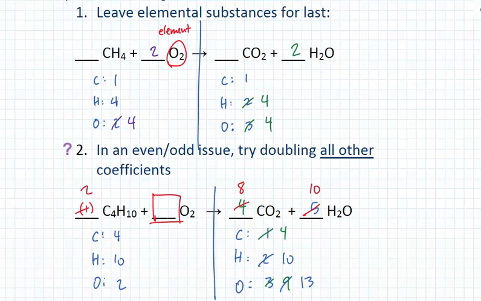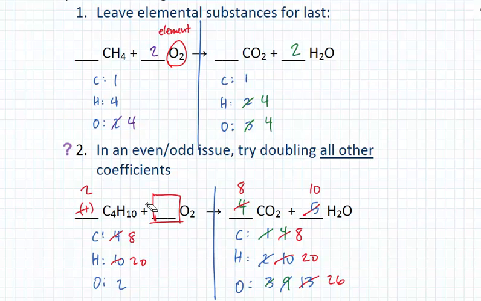Let's update our totals. So 2 times 4 is 8. 2 times 10 is 20. 8 times 1 is 8. 10 times 2 is 20. So if you did that right, those ones should still be okay. 8 times 2 is 16, plus 10 is 26. And again, if you did that right, you should end up with twice as many atoms over on that side.